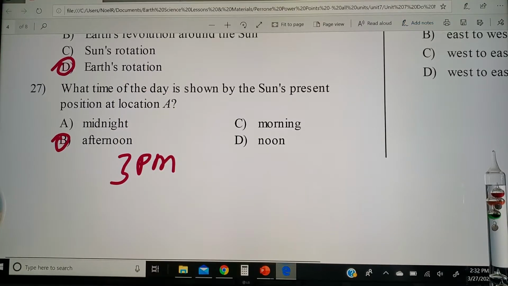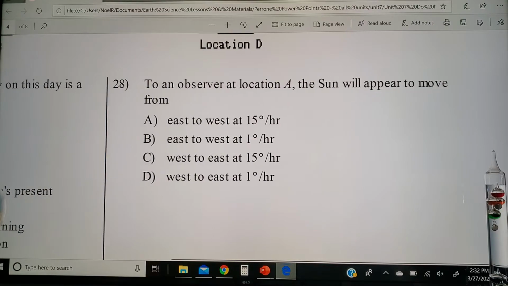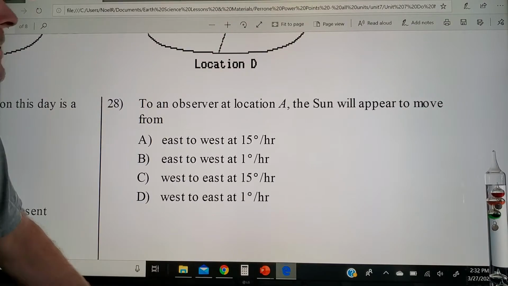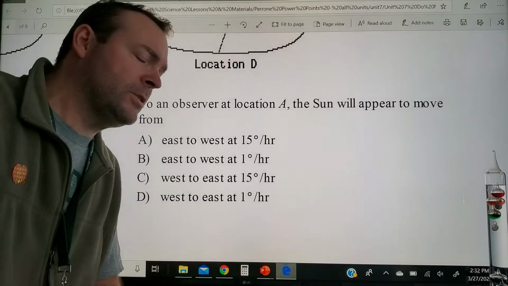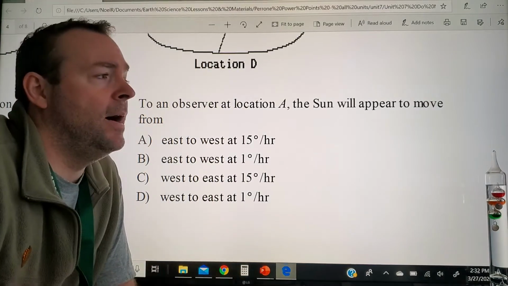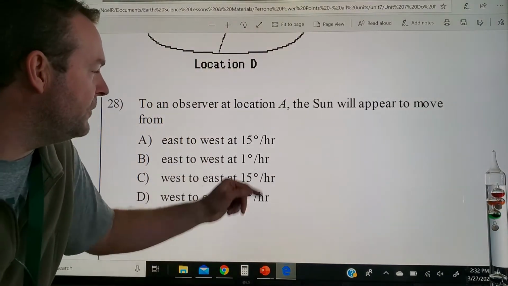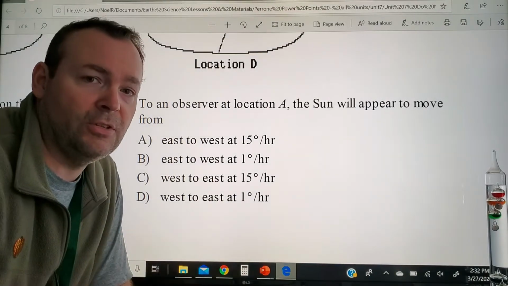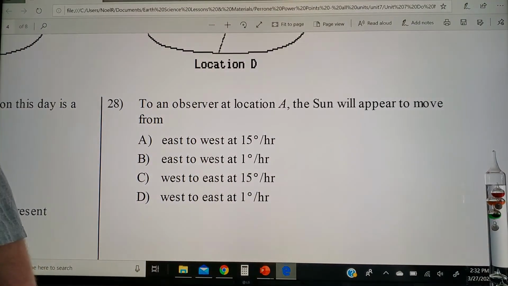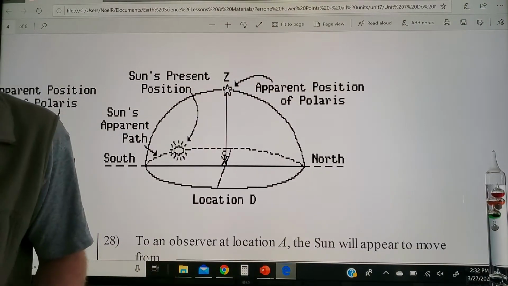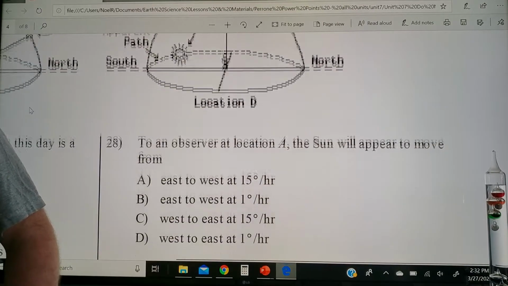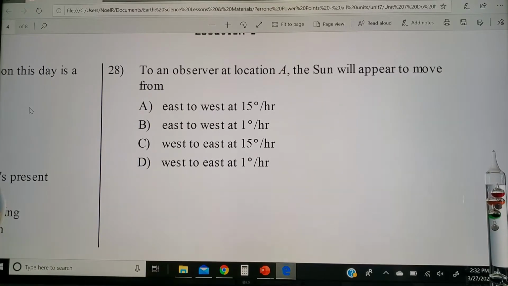All right, 28. To an observer at location A, the sun will appear to move from, well, remember, it doesn't matter where you are on Earth, the sun's going to rise in the east and set in the west, generally speaking. So it's going to be east to west, and that rate of 15 degrees per hour is because the Earth's rotation is 15 degrees per hour. The only strange exception to this would be location D. Oh, no, never mind that. So we're going with east to west, 15 degrees per hour.